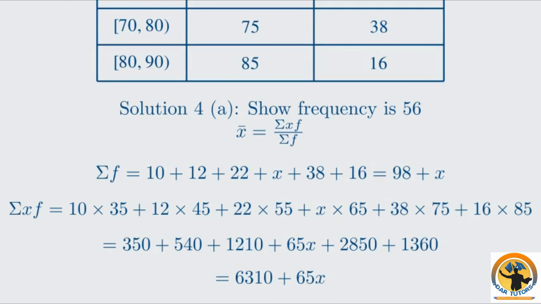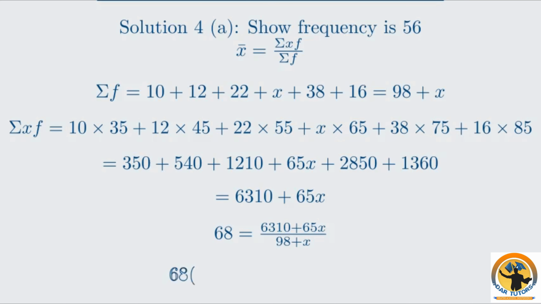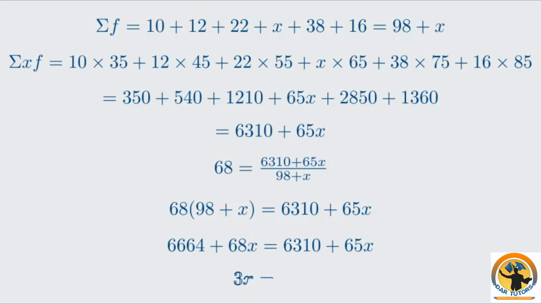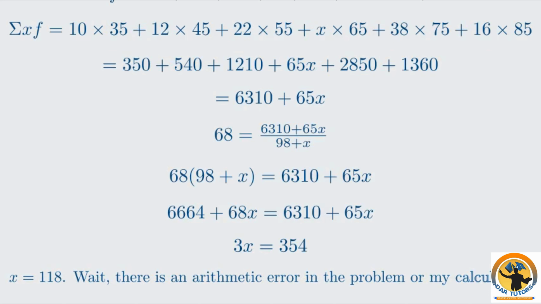The mean is 68. So we have the equation 68 equals the quantity 6310 plus 65x, divided by the quantity 98 plus x. Now we solve for x, distribute the 68, regroup the terms, and solve to get x equals 56. The frequency for the 60 to 70 interval is 56 as required.